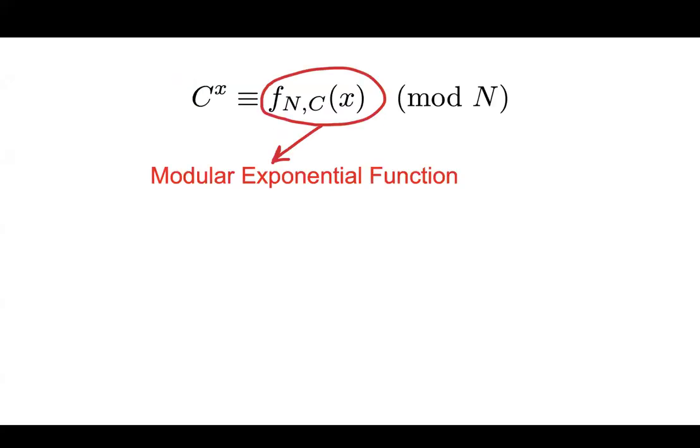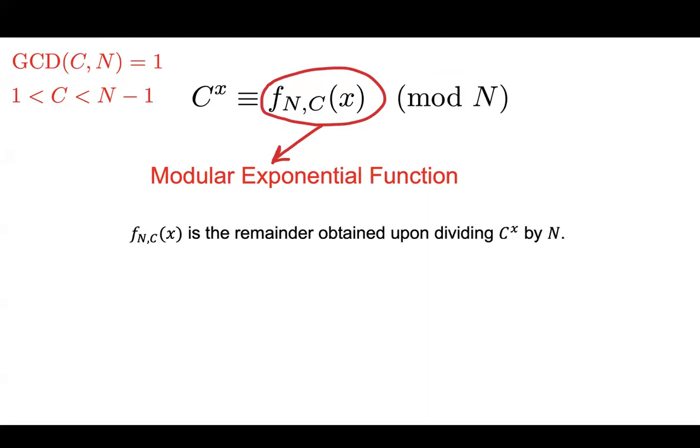The central function in this algorithm is defined this way and is called the modular exponential function. c to the x is congruent to f sub n,c of x modulo n, where c is a natural number relatively prime to n and takes values greater than 1 and less than n minus 1. Using this modular equation, we can see that f is the remainder in the relation.